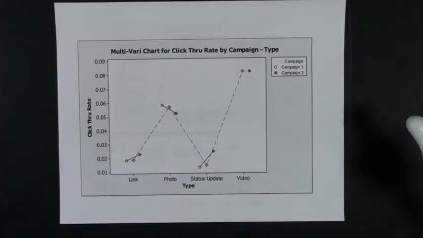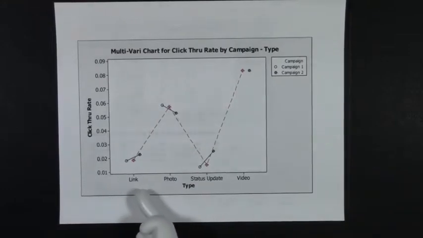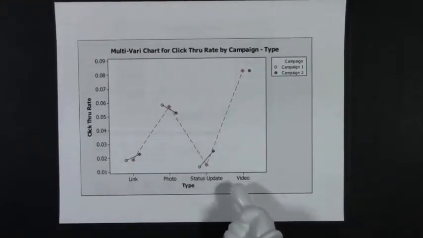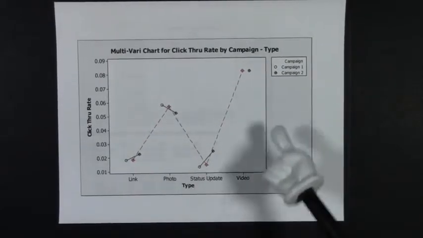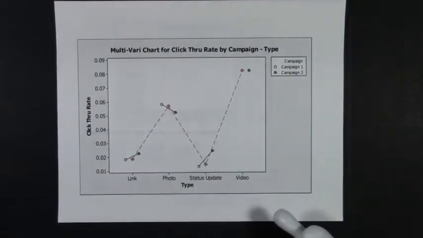All right, here's another multivariate, click-through rate, comparing the 2 different campaigns and looking at things like links, photos, status updates, and videos. These are different types of posts that we could have. Which ones are driving the click-through rate? Well, it looks like photos and videos are the ones that are having the biggest impact on click-through rate.